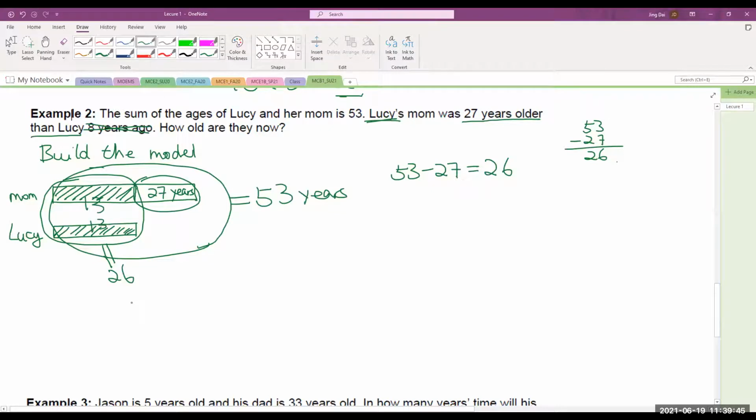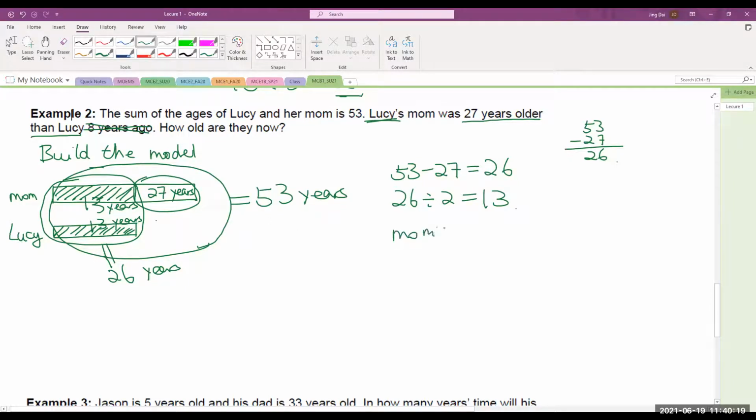How did we figure that out? 26 divided by 2 is 13. Each of these two bars is 13 years. But the question is not asking you the size of the bars. The question is asking you how old they are now. It's asking you the total of this long bar and the total of this shorter bar. So their ages would be what?